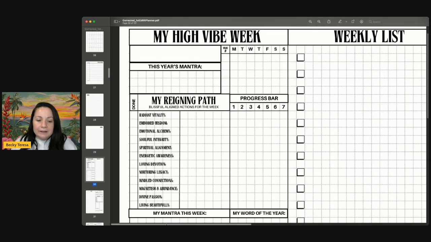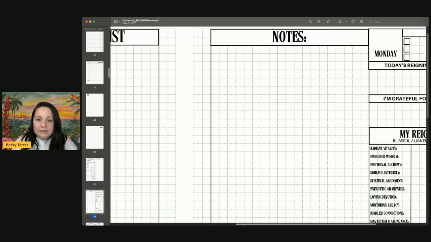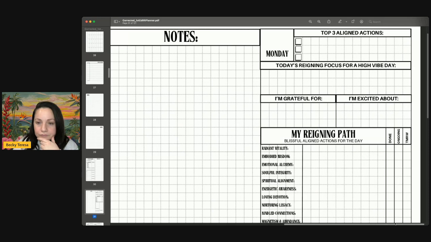And then here in this weekly list is just kind of like a brain dump of all the things that you would love to get done this week. That's pretty self-explanatory. And here's just some areas for notes. I am an avid note taker, so I need tons and tons of note space all the time. So you're going to see a lot of note space in this journal, or in this plan.